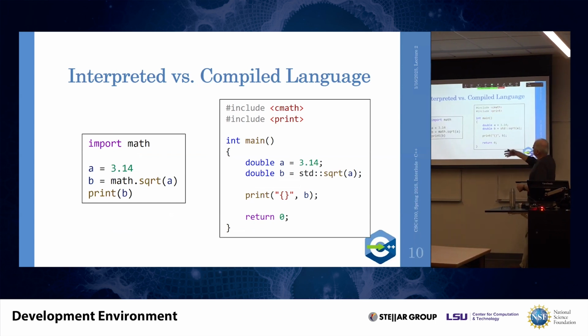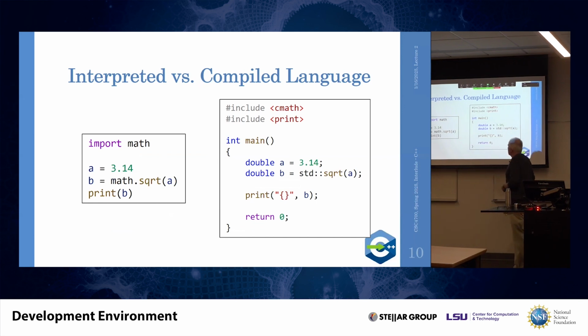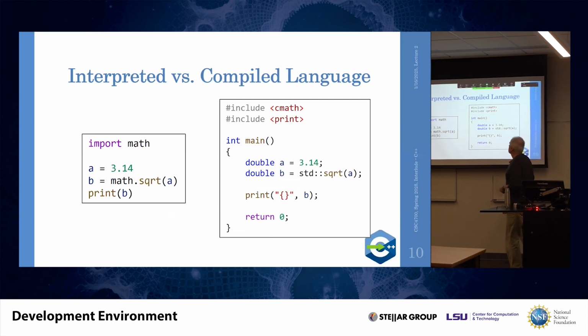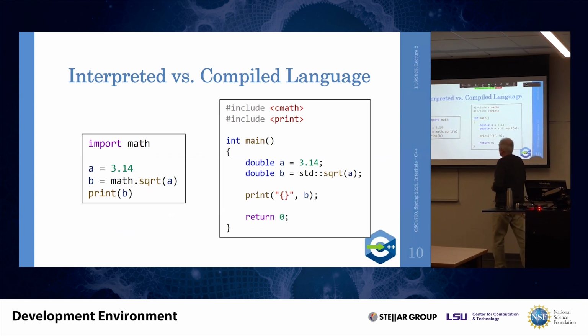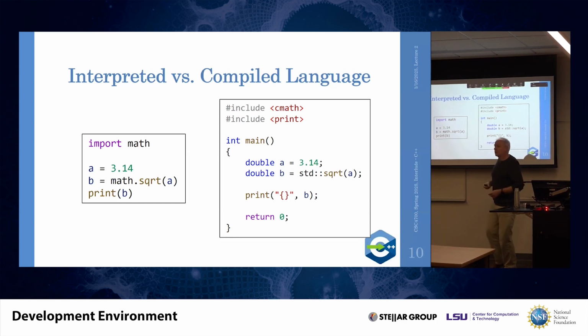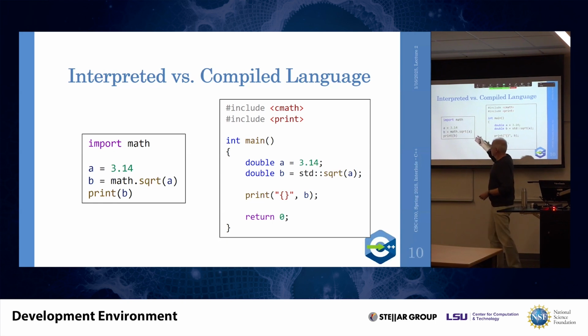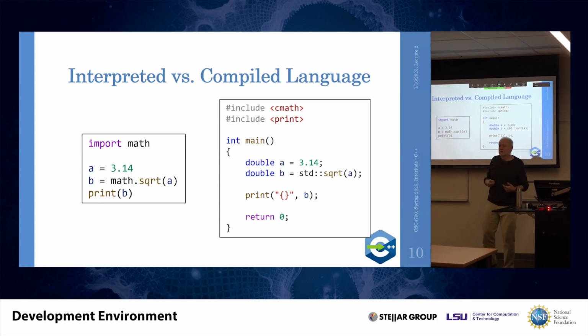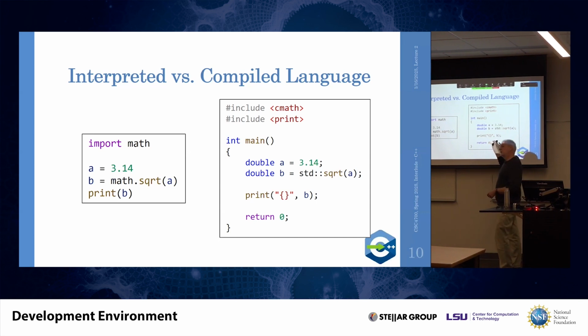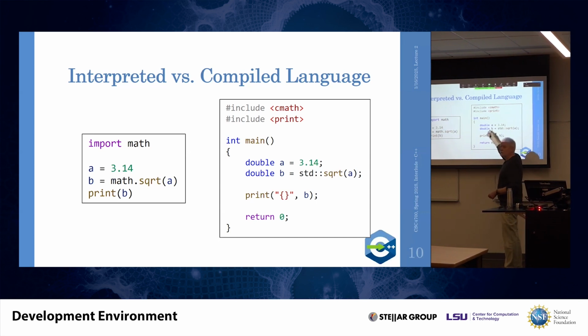If you compare these two representations of Python and C++, you will see that there are a lot of similarities, but there are also some differences. One of the differences is that you can't have code outside of a function in C++. In Python, you just put it there. You can put it in a function, but you don't have to. In C++, all executable code has to be in a function. In this case, it's the main function.